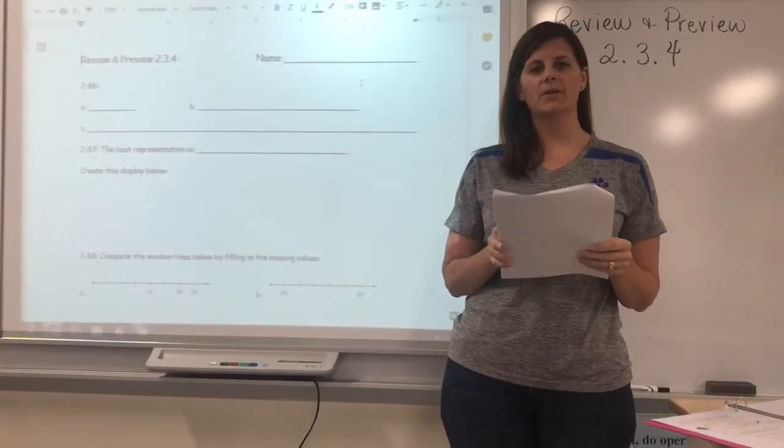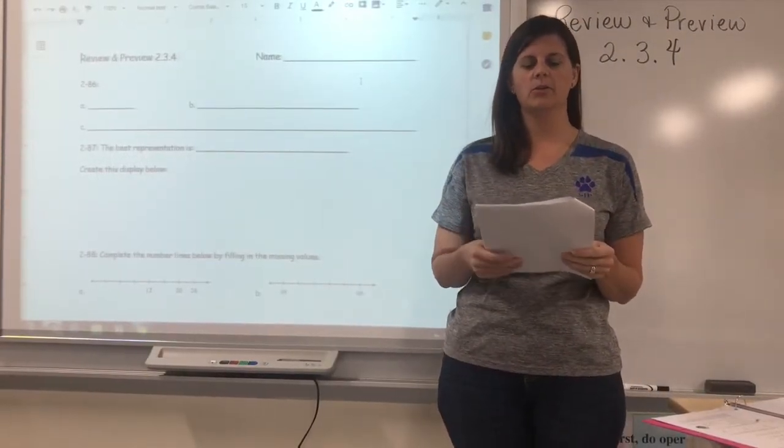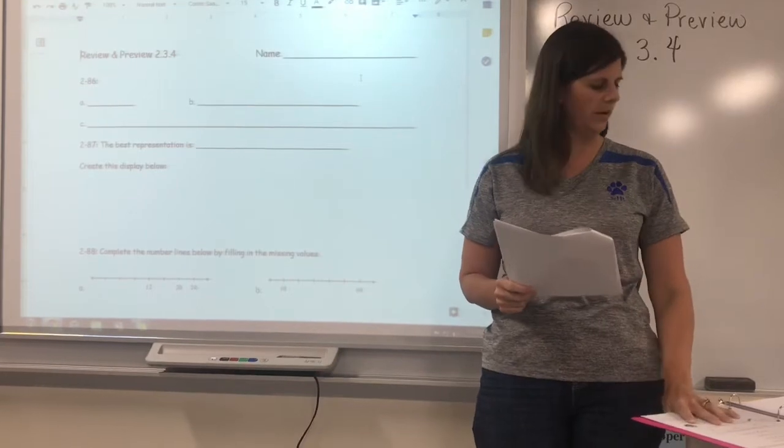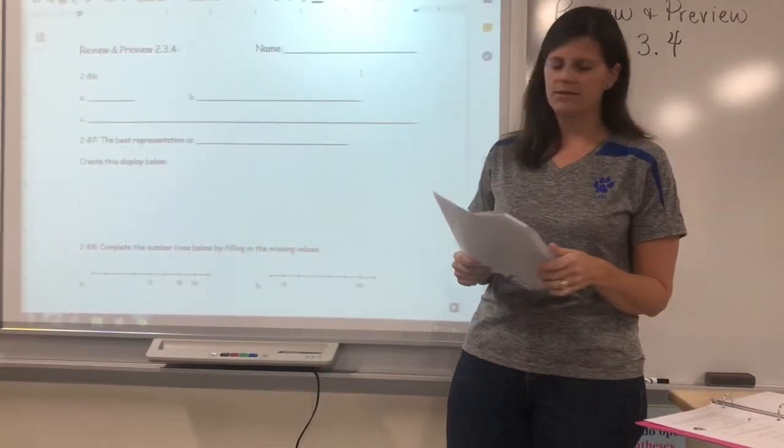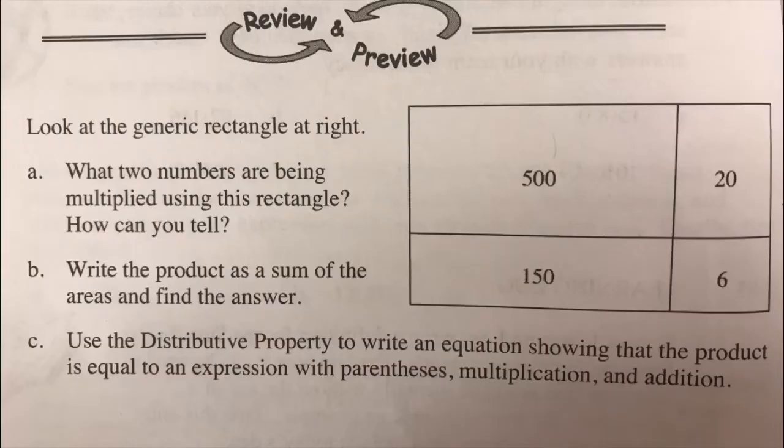We are ready to talk about directions on Review and Preview 2.3.4. For our first question, question 86, it asks you to look at the generic rectangle that's there. Part A, what are the two numbers being multiplied using this rectangle?